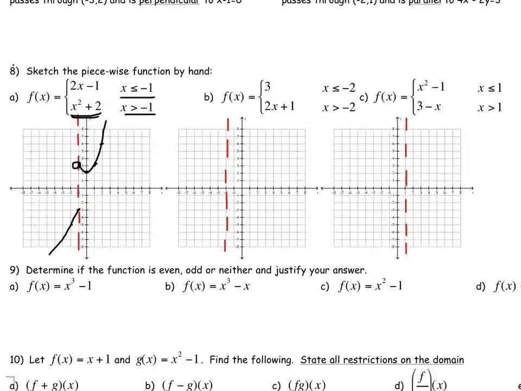Letter B, f of x. Again, the dividing line is -2. So I put down x equal to -2 in red. So anything less than -2 would be a constant 3. So it's going to be a horizontal line parallel to the x-axis. Again, it would have to stop at x equal to -2. Anything greater than -2 becomes the linear equation 2x plus 1.